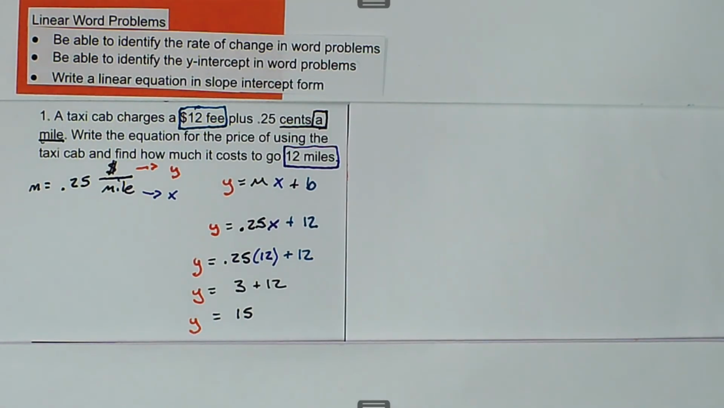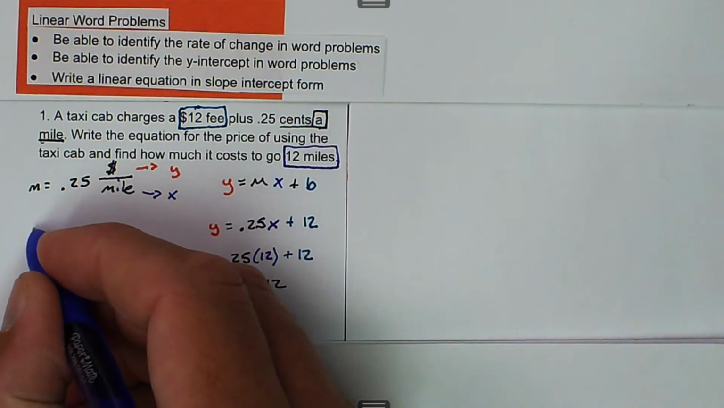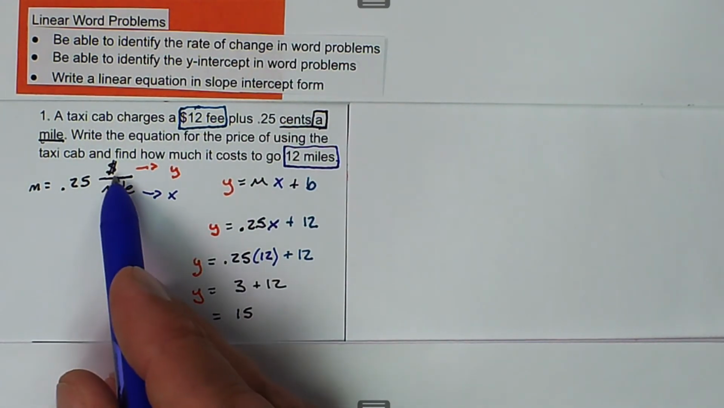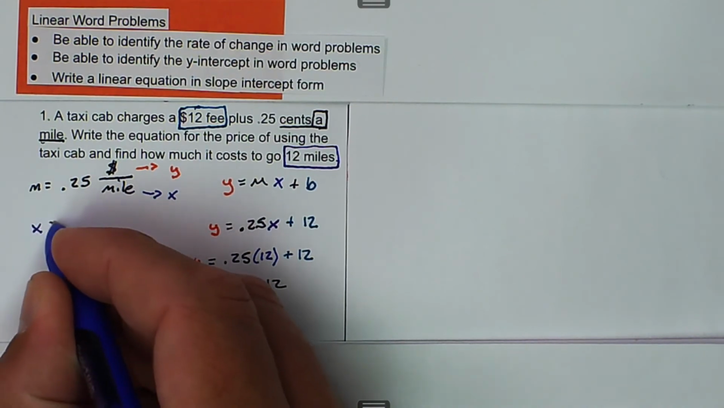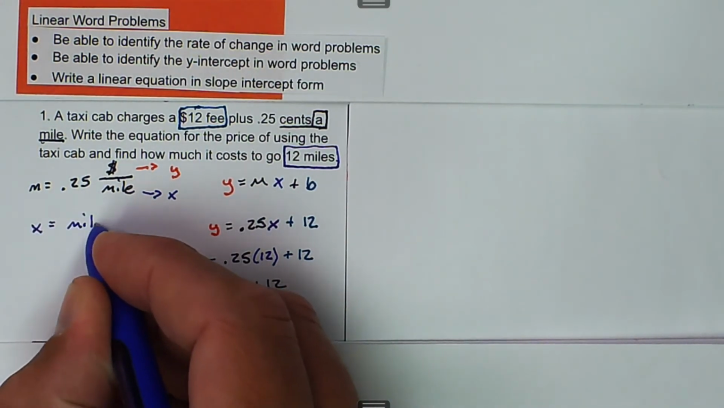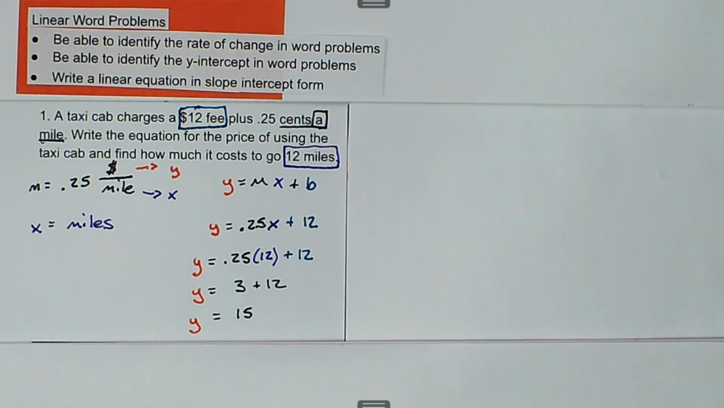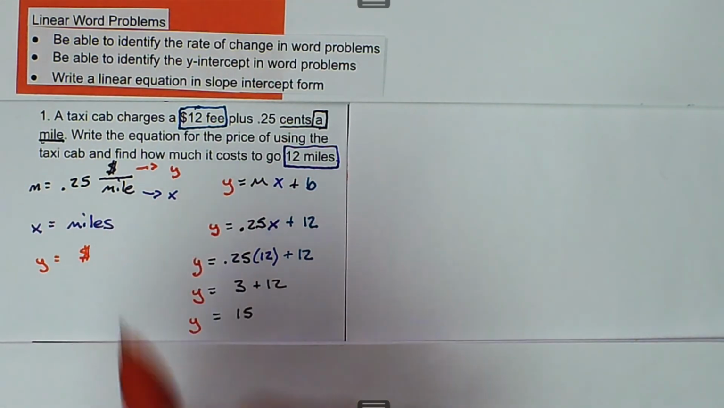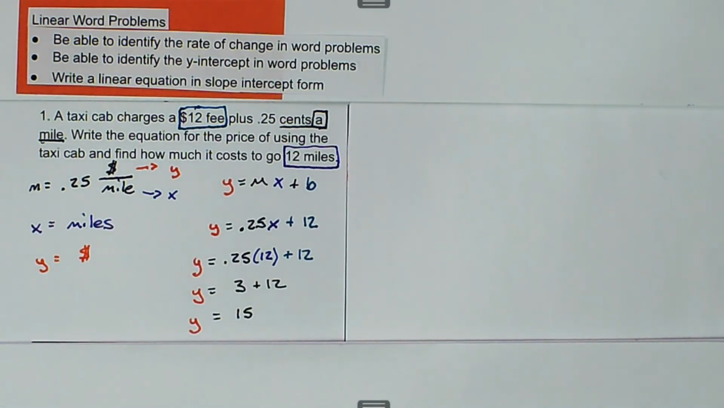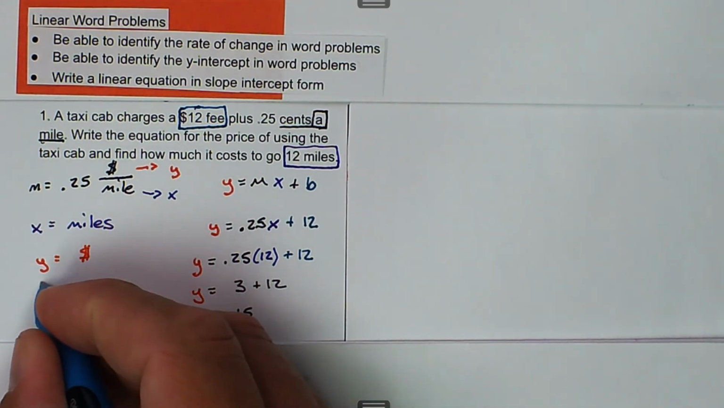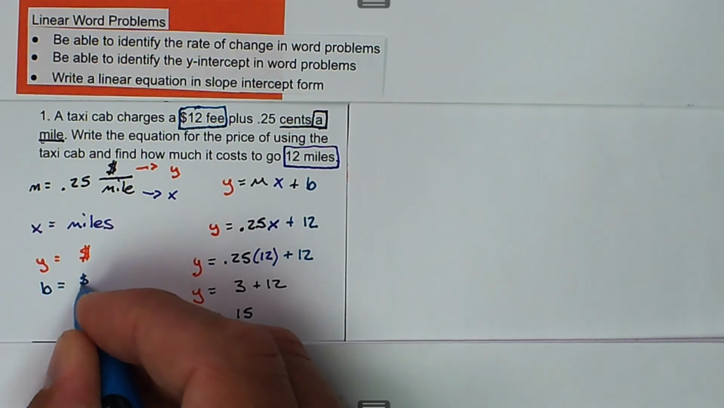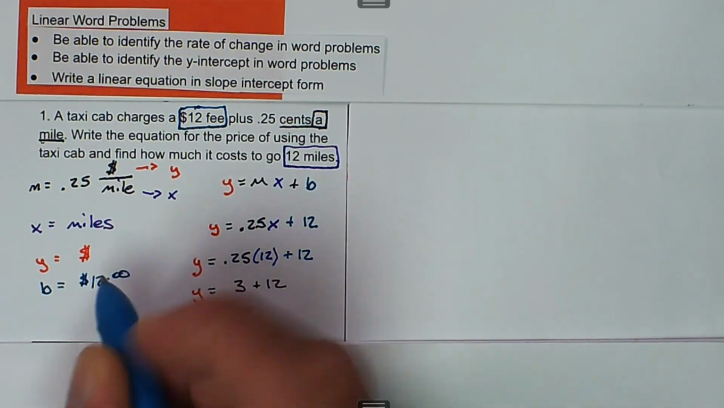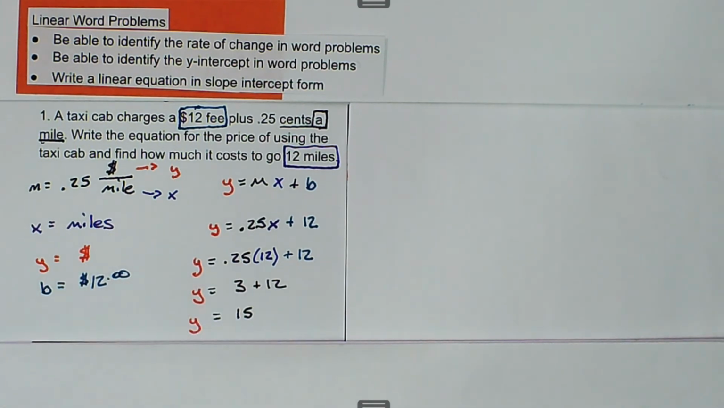So when we look to what our values are, we found out that m is equal to 25 cents, dollars per mile. We knew that the units for the x variable were miles. The units for the y variable were dollars. And the b value or the starting value was $12. And as a check, our y units and our b units should be the same, which they are. So for this one, it will charge $15 to go 12 miles.